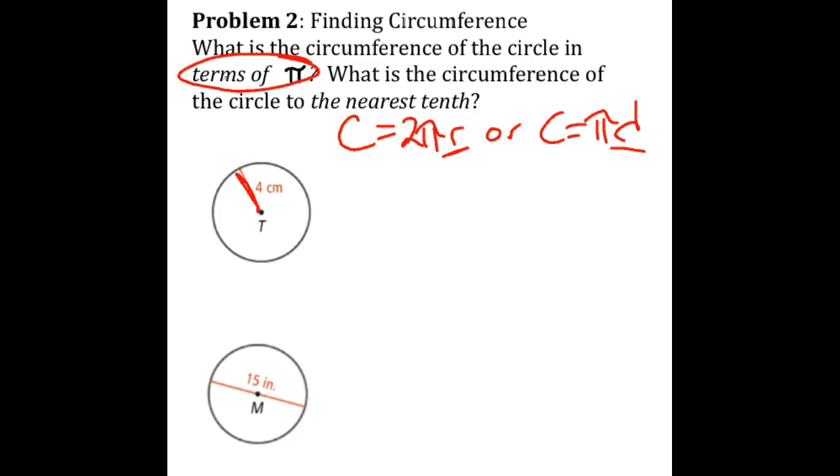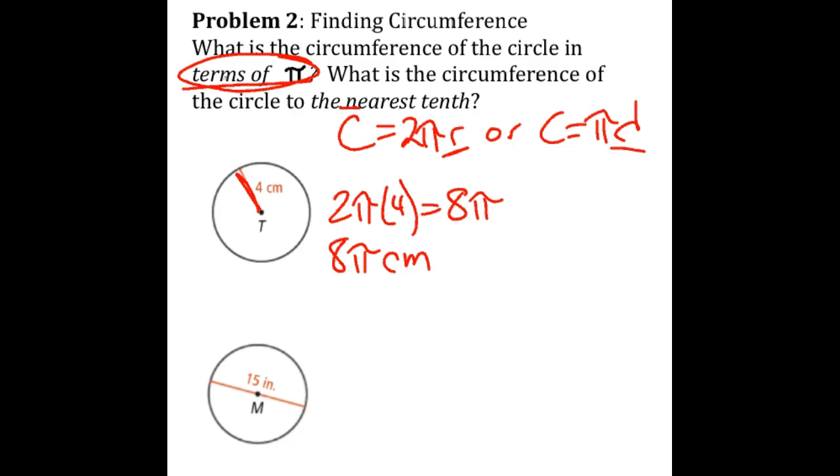So if we're looking at this first one, circle T, what they gave you right there is a radius that goes from the center to the edge. So we're going to use the radius formula, 2 times pi times 4. Multiplication, you can change the order, so you can actually go 2 times 4 and get 8 pi. And if you're leaving it in terms of pi, that's an exact answer. So we're going to say 8 pi centimeters.